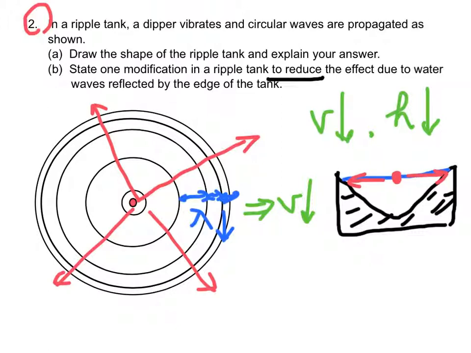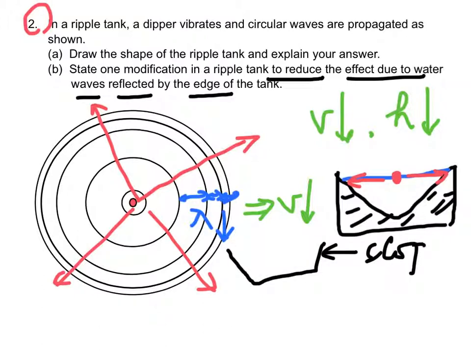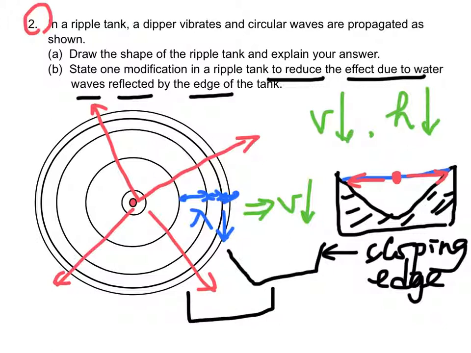To reduce the effect due to water wave reflected by the edge of the tank, we may use a ripple tank with a sloping edge, or we may add some sponge on the inside of the tank to reduce reflection.